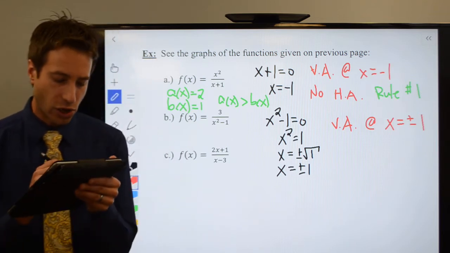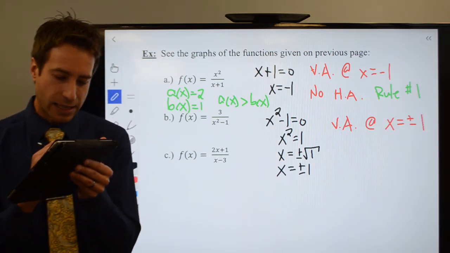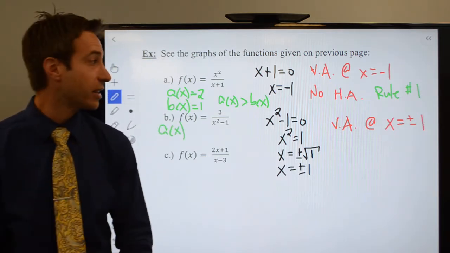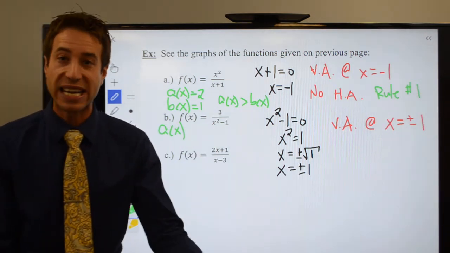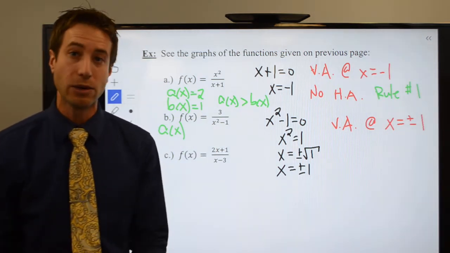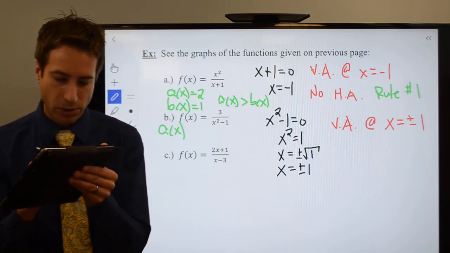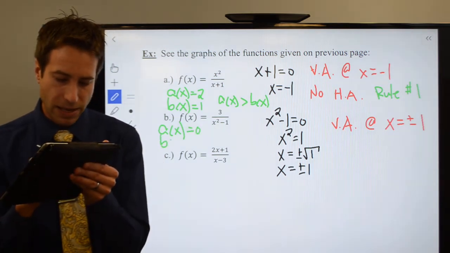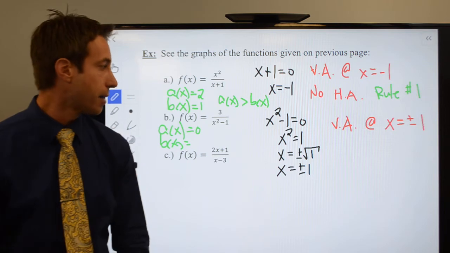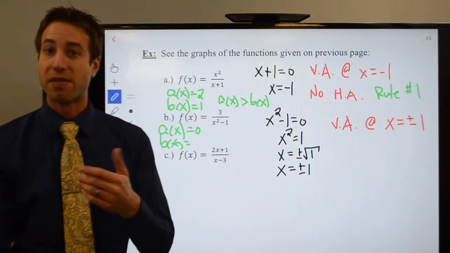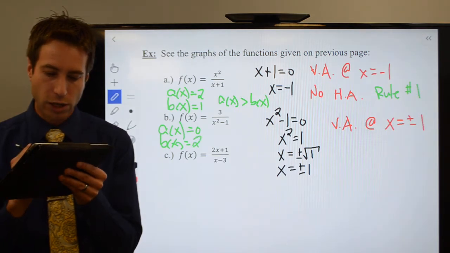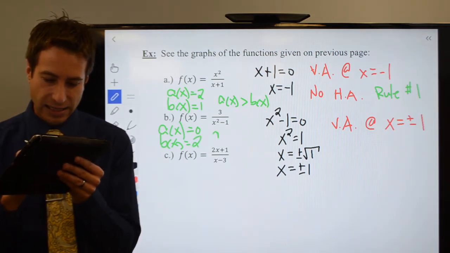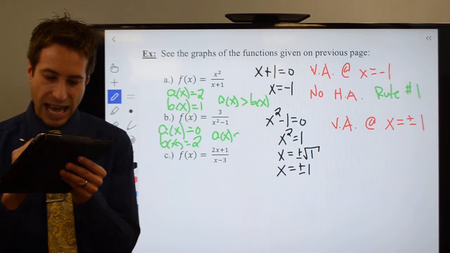But let's check the horizontal asymptote. Well, a of x, the polynomial in the top, I don't have a variable. I just have a 3. That means the degree is 0. There is no variable, so the degree is 0. B of x, the polynomial in the bottom, well, I have an x squared. That's the largest power, so that's the degree of my polynomial, 2. In this case, a of x is less than b of x, right?